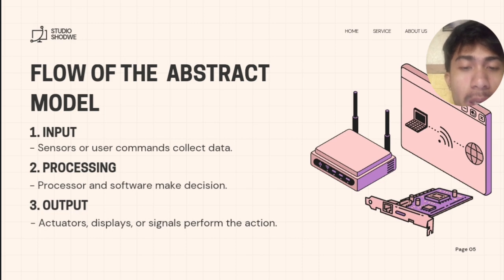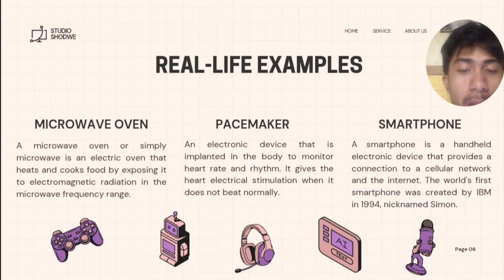Microwave oven. Input: the user presses a button. The processor sets the timer and power. The output: the food is heated, the plate spins, and the display shows the countdown. Now let's move on to real life examples of embedded systems using the abstract model. This will help us see how input, processing, and output are applied in different devices.